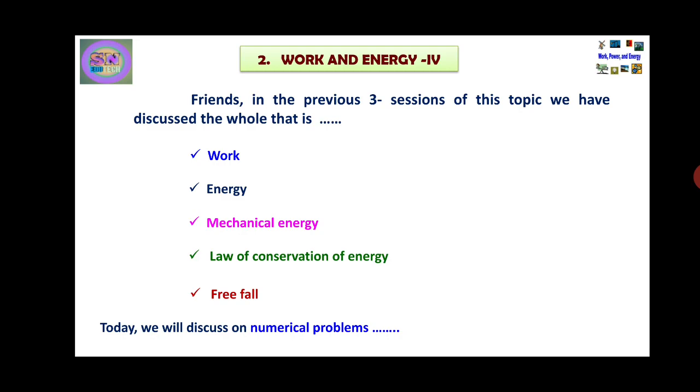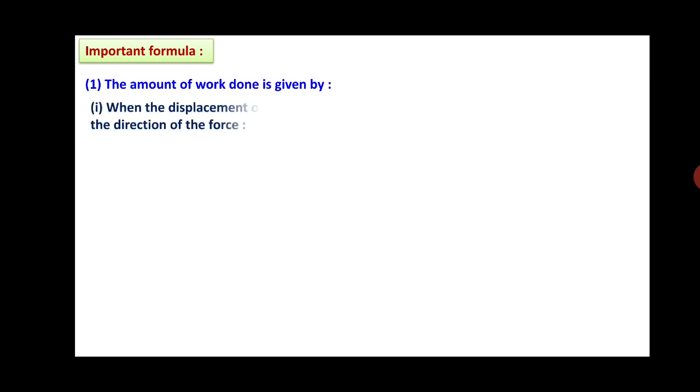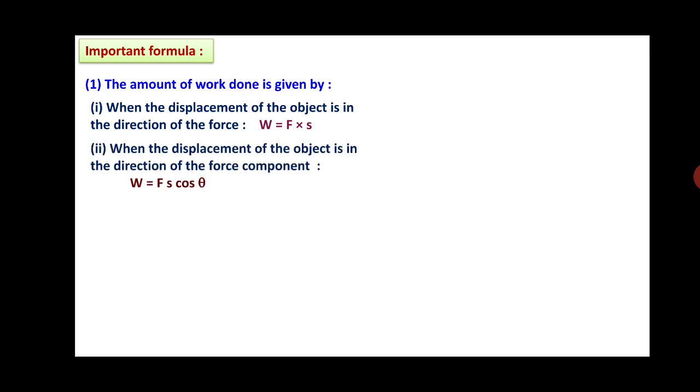Before going to discuss the numerical problems, let us revise the formulas that we have discussed in this chapter. First, the amount of work done when the displacement of the object is in the direction of the force, meaning angle theta is equal to 0, is W is equal to F into S. When the displacement is in the direction of the force component, that is, at some angle, W is equal to F into S cos theta.